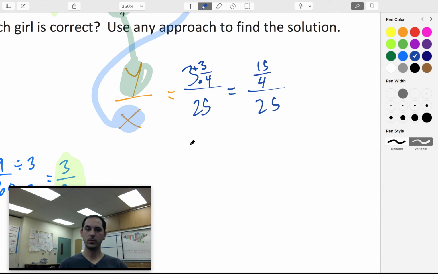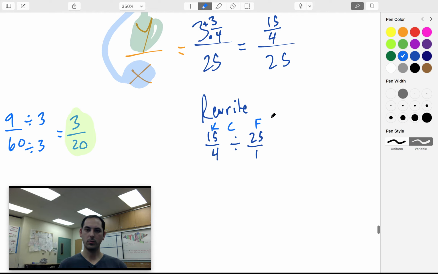Now that you have this, we're going to rewrite. This becomes 15 over 4, divide by 25 over 1. And now we're ready to say keep, change, flip. Now remember, this 25 over 1 comes from this 25 here. Putting over 1 makes it a fraction.